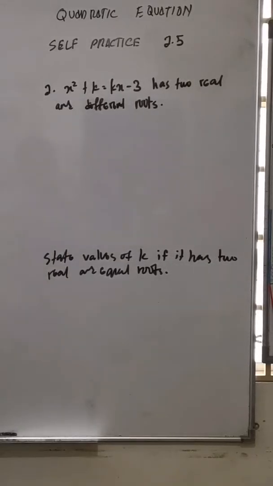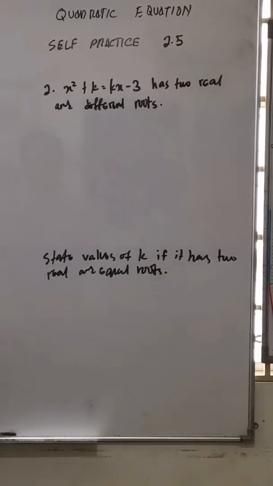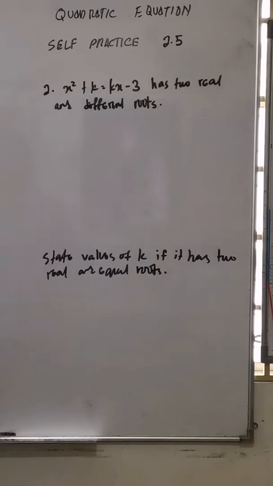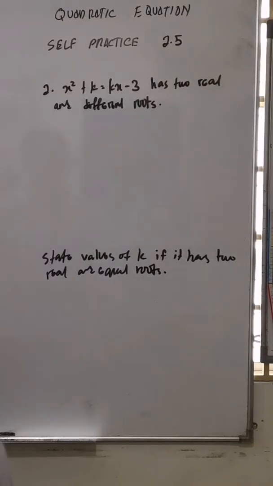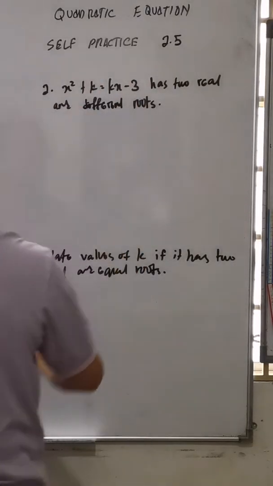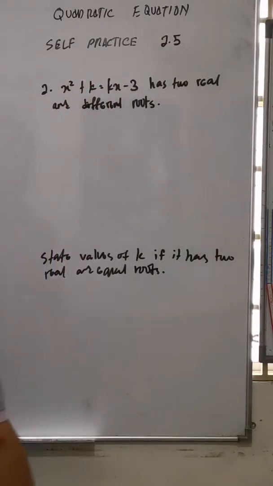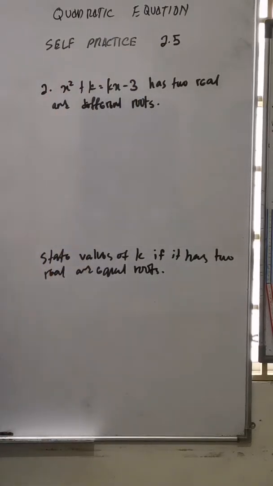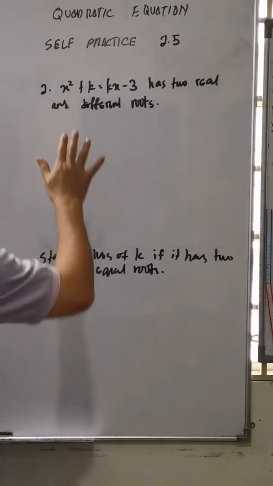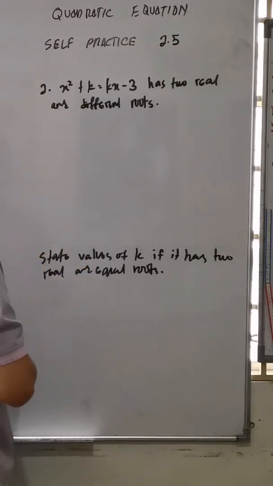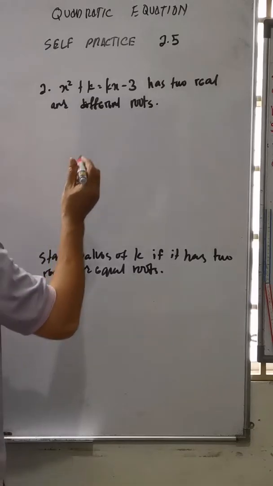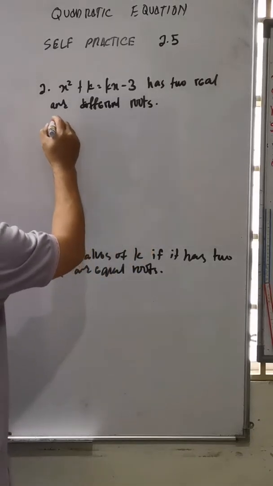Okay, number 2. If x squared plus k equals kx minus 3 has two real and different roots, find the range. You can find the whole equation in the textbook. Separately, 2.5 number 2. What happens if this has two real and different roots? So make it into general form.